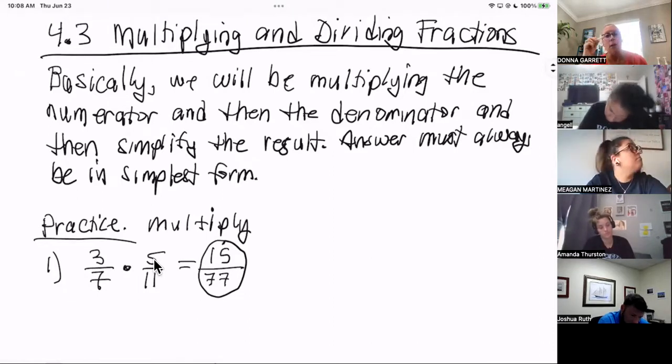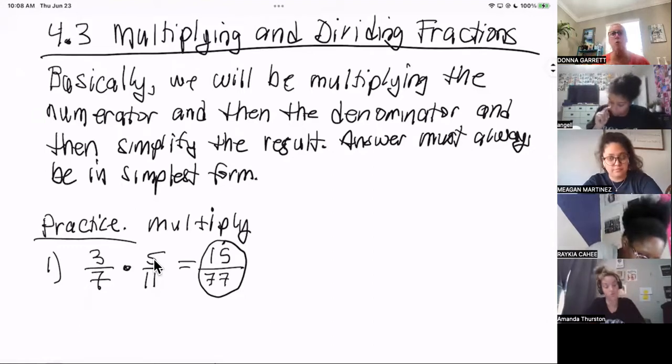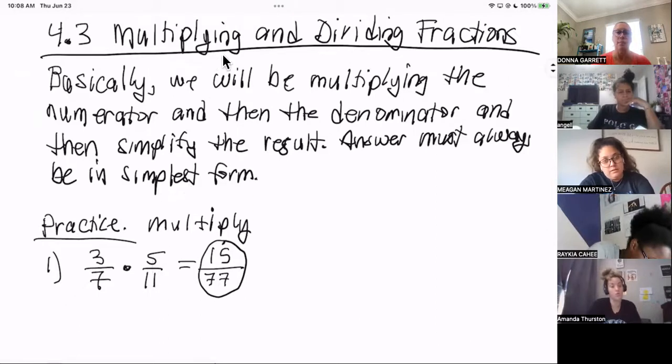By the way, everything we talk about with multiplying fractions is going to come into play when we divide fractions. So you're going to do the whole thing over again. The only difference between multiplying and dividing fractions is one little tiny step. That's it.